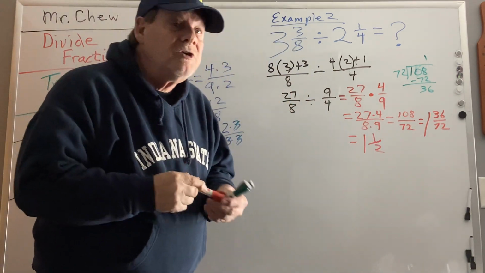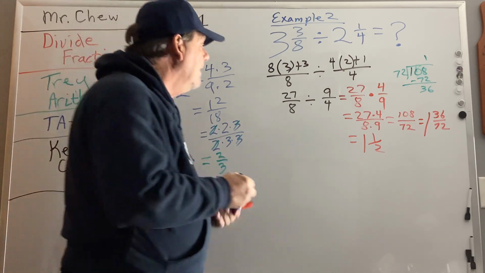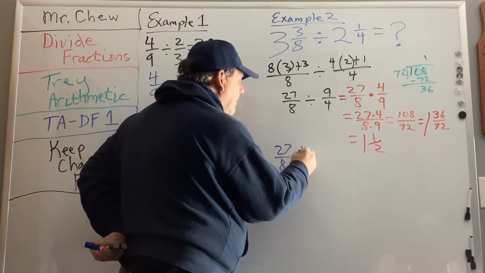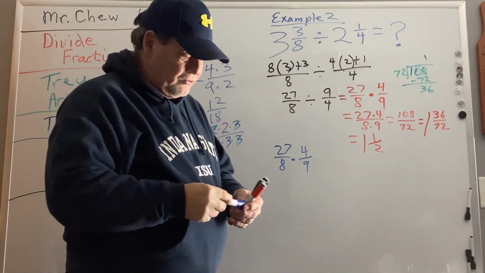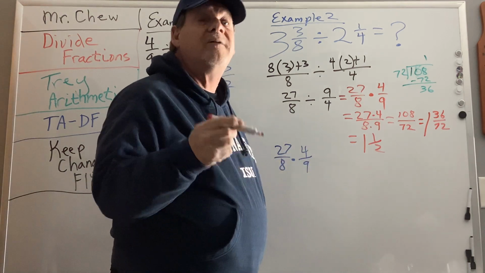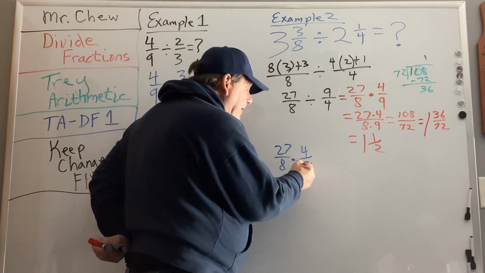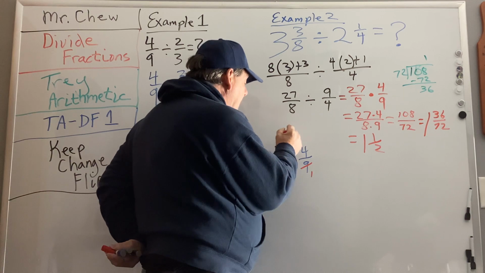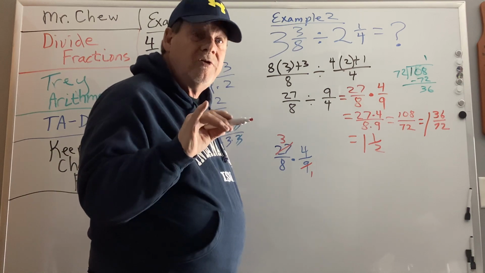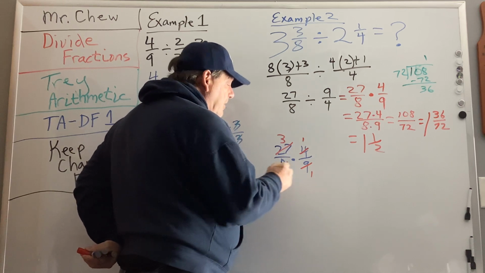All right, nothing wrong with doing it that way, but there's an easier way. Well, what's the easier way? After we've done our keep, change, flip, let's look for common factors. So is there anything I can divide 27 and 9 both by? And if so, what's the largest number, which would be called the GCF? Well, I can divide by 9. 9 divided by 9 is 1. 27 divided by 9 is 3. What about 8 and 4 on the other diagonal? GCF of 2. No, 4. 4 is the largest one. 4 divided by 4 is 1. 8 divided by 4 is 2.